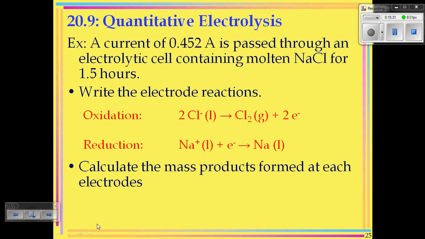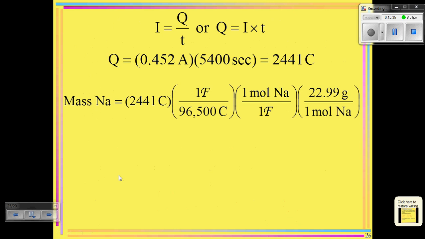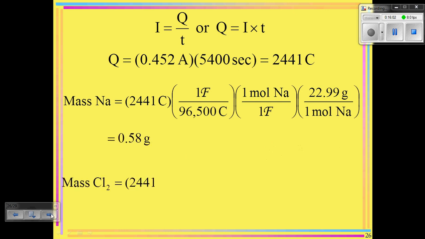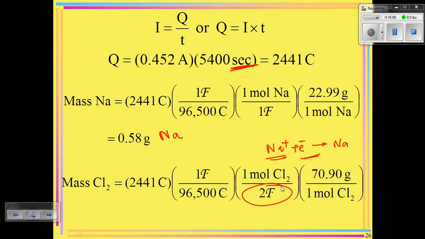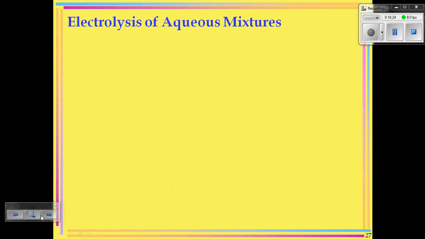Let's do the problem. So first step is to calculate charge. Remember, the time in charge must be in seconds. And then once you have charge, then use Faraday's constant. 1 Faraday is 1 mole of electrons, and 1 mole of electrons deposits 1 mole of sodium. Why? Because it's Na plus plus electron gives you Na. So 1 mole of electrons will deposit 1 mole of sodium, and then you get mass, and that's your answer for sodium. Note, for chlorine it's 2. 1 Faraday is 1 mole of electrons, and you need 2 moles of electrons to deposit 1 mole of chlorine, or you can just write it as 2 Faraday, and that gives you 0.90 grams of chlorine. So that's one type of problem you're asked to calculate.